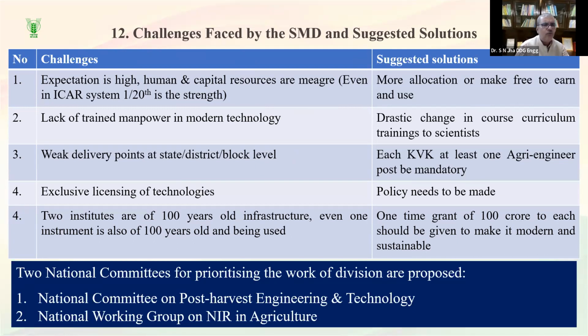Then there are weak delivery points at state, district, block level. You see, everyone wants KVK, everyone wants mechanization at block level, village level, and district level. But no one wants to put in an agricultural engineer; agronomists, soil scientists, and other disciplines, maybe some other science people are demonstrating the machine. And you see, everyone can do any work, but some can do better work. Can ICAR think at least whatever KVKs are there, at least one agricultural engineer should be made mandatory in our KVK to accelerate the thing and do the things in a better way.